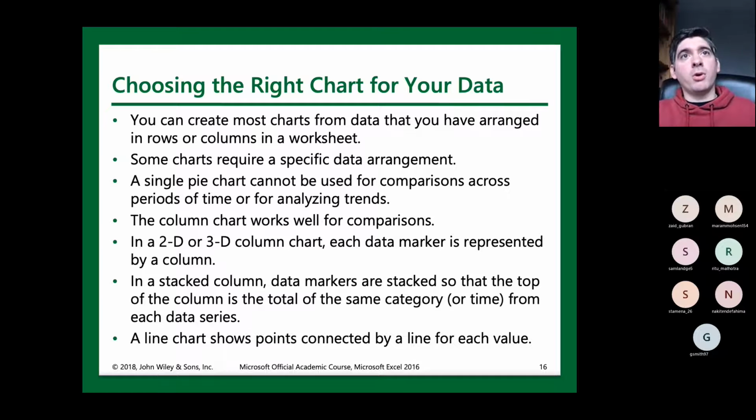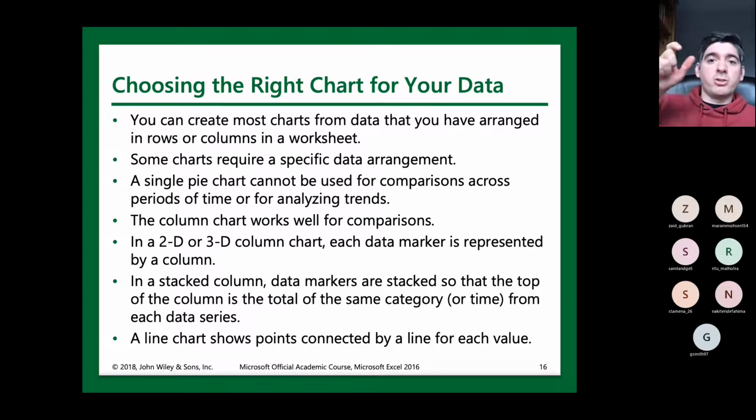Now, a column chart works well for comparisons. In a 2D or 3D column chart, each data marker is represented by a column. They distinguish between a column chart and a bar chart. I call them both bar charts generally, and people in industry do as well. But Excel likes to call them columns to separate them out and make it clear which is which.